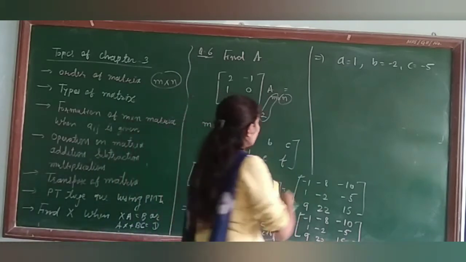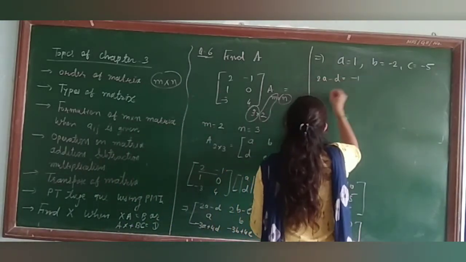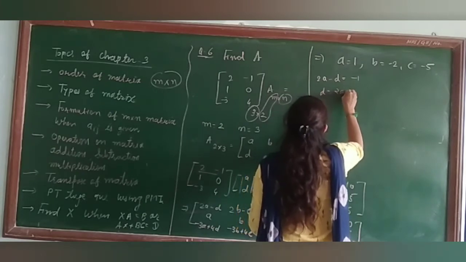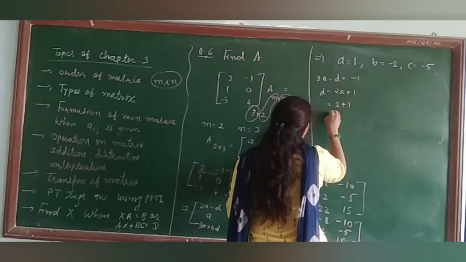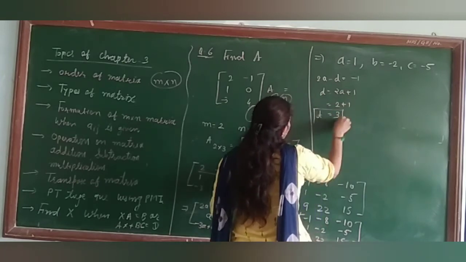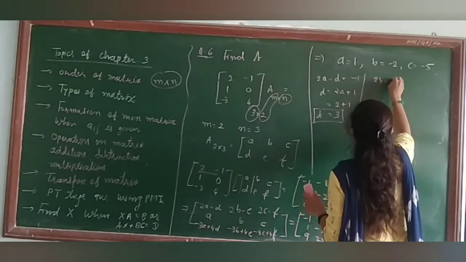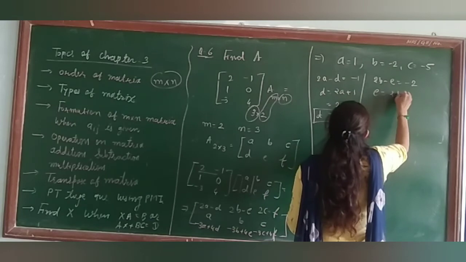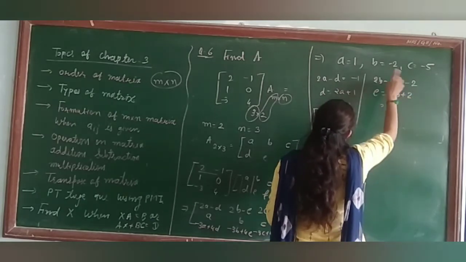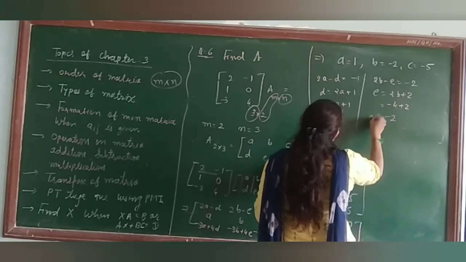Now as we have two equations, you can use any one, the first row or the third row. So I am using the first row. 2A minus D is equal to minus 1, so D is equal to 2A plus 1. So 2 into 1 is 2, plus 1, equals 3. So D is equal to 3. Second, 2B minus E is equal to minus 8, so E is equal to 2B plus 8. B is equal to minus 2, so minus 4 plus 8, so it is 4.